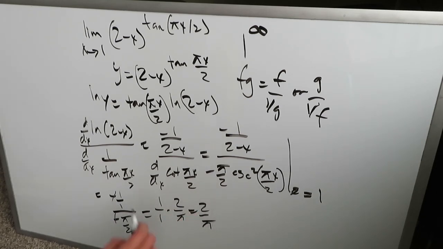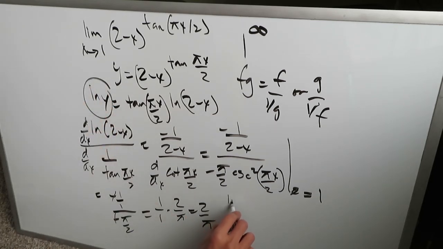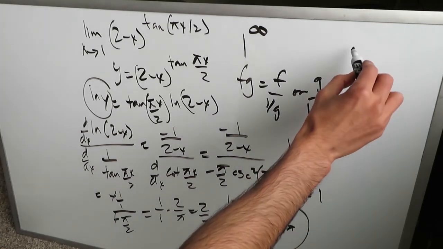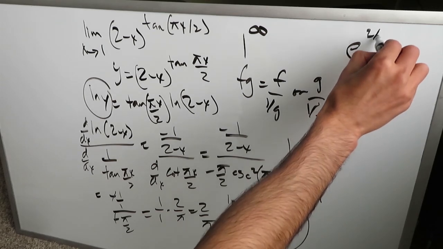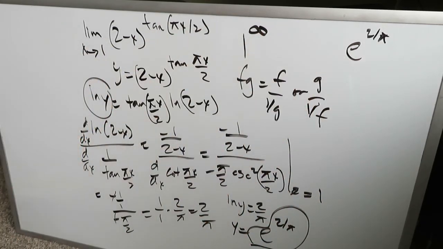But that is not complete yet because you have to factor in for this part right here. Natural log y is equal to 2 over pi, therefore y is equal to e to the power of 2 over pi, and that right here will be your final answer, e to the power of 2 over pi. And we can write it here again clearly. E to the power of 2 over pi is our function approaching this limit as x is approaching 1.